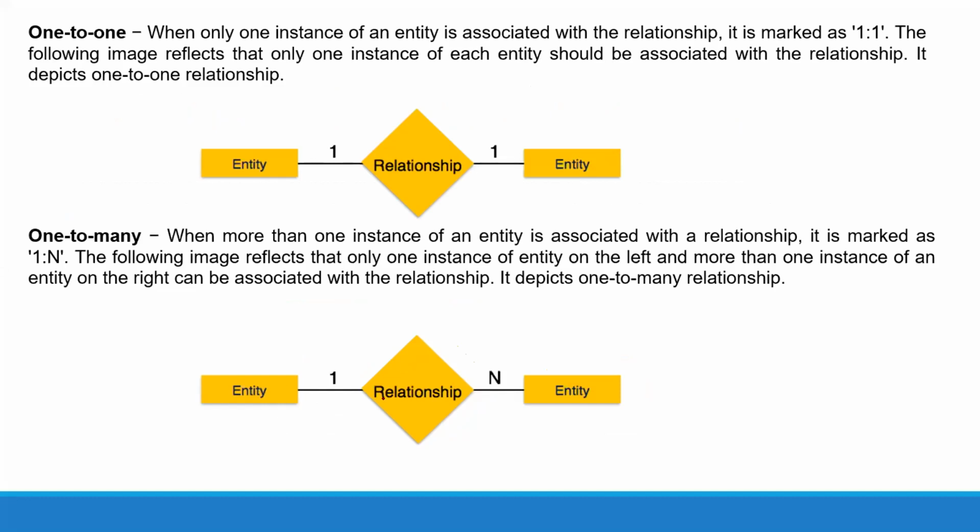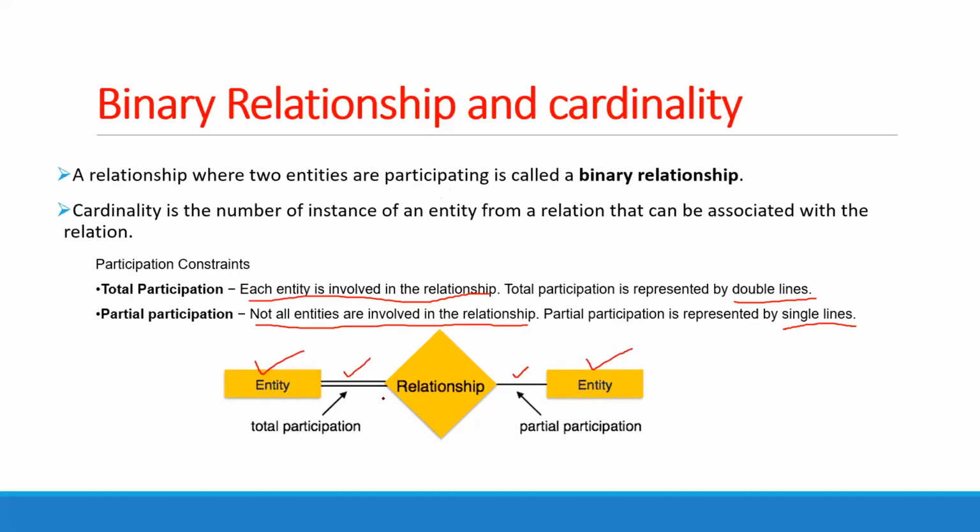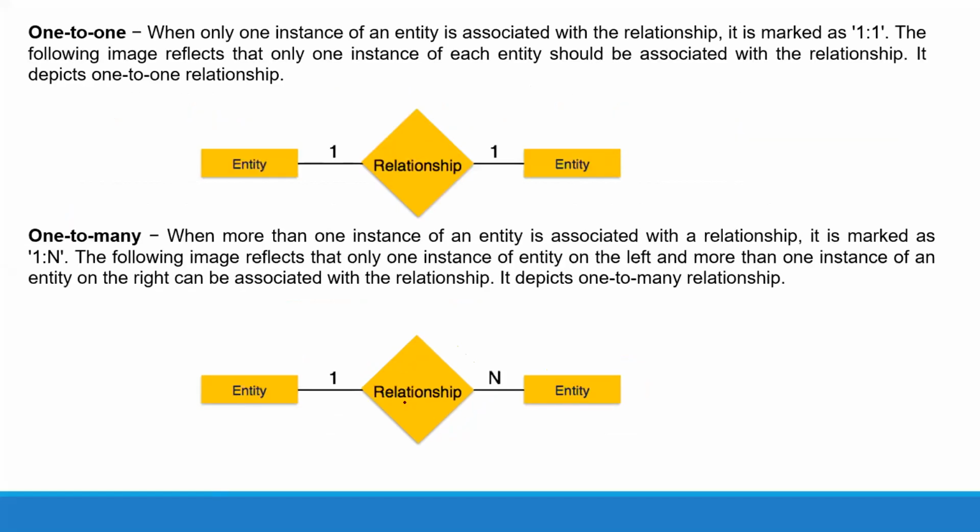Before I explain, cardinality means the number of instances of an entity from a relation that can be associated with the relation. Suppose here the number of instances of entity 1 is associated with this relation. That is called cardinality.